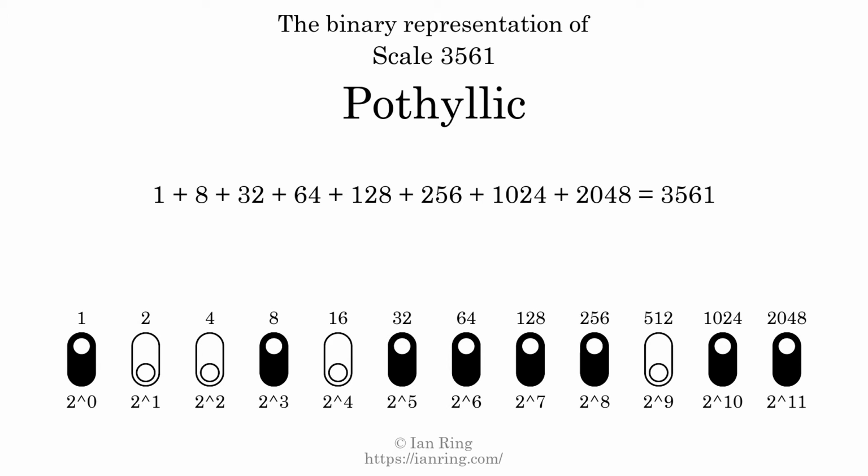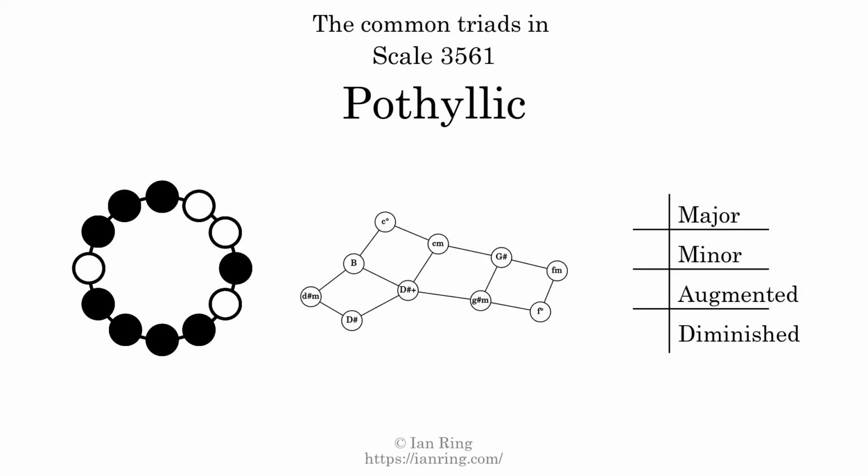The scale number not only enumerates the scale with a unique index, but it also literally describes the tonal content of the scale. Represented as a binary number in base 2, the scale number is 110111101001. Here are the common triads present in this scale.